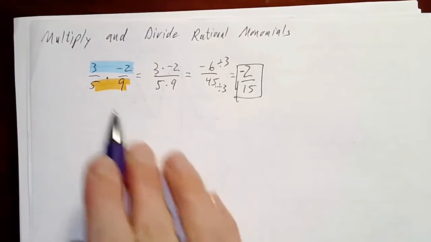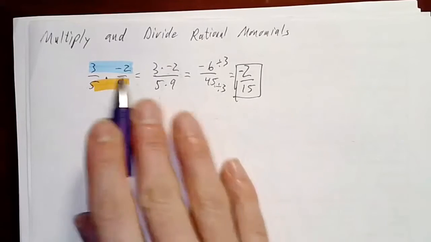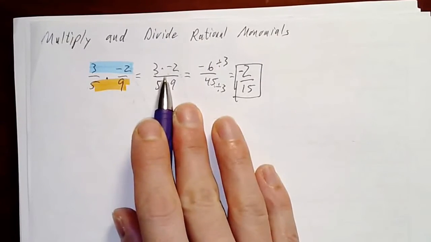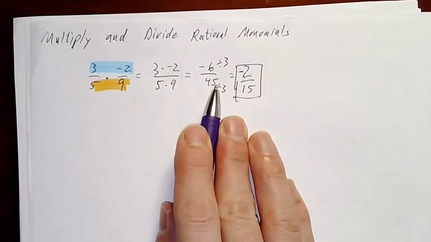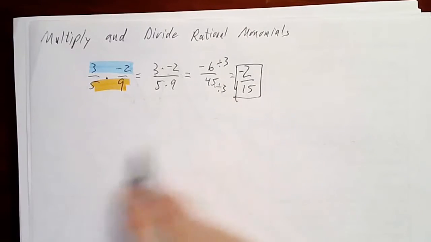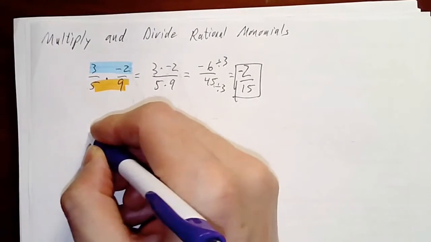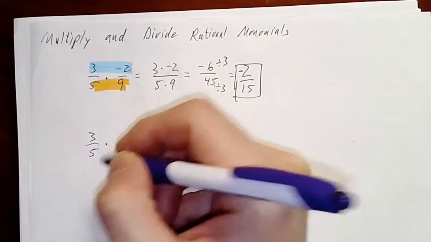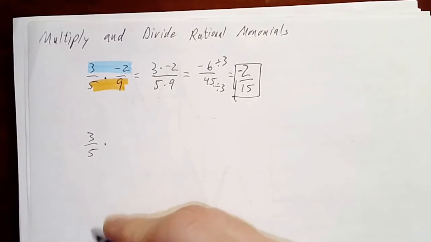Now, that took a long time to get there. I combined my numerators and my denominators and I multiplied them together. I then simplified the fraction. There is a faster way to do this, which is the method we want to use to help us simplify our rational monomials once we get there.